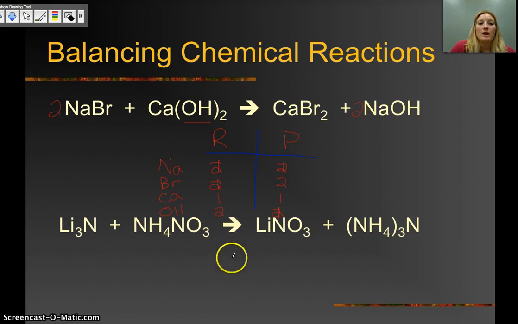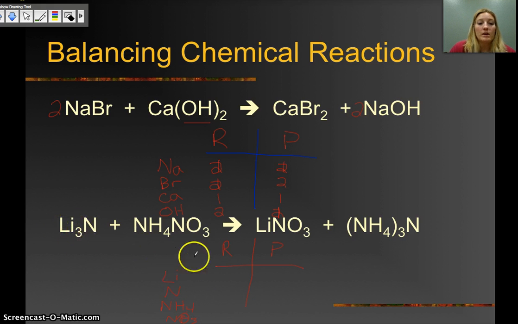If we try it again down here on this bottom example. We have our reactants, we have our products. We have lithium, we have nitrogen, we have NH4, which is our ammonium, and it stays together across, so we'll keep it together here as well. And we have nitrate, NO3. It also stays together, so we'll keep it together as well, NO3.